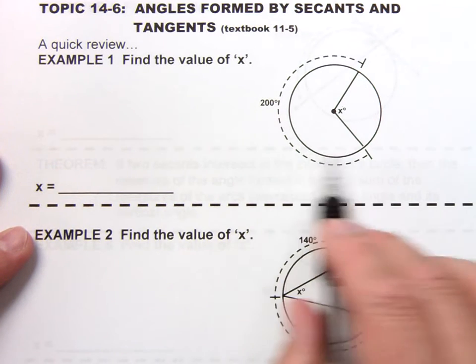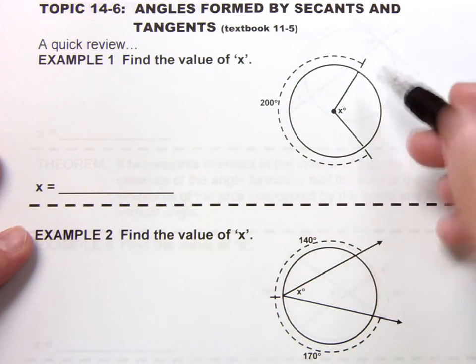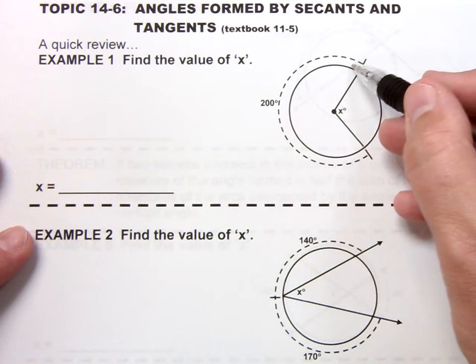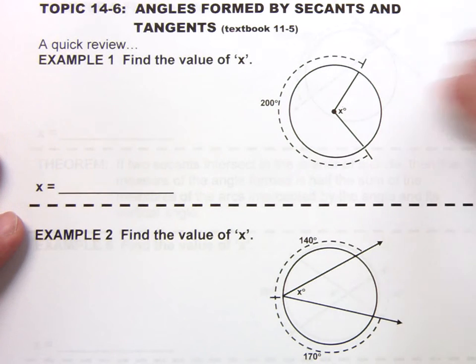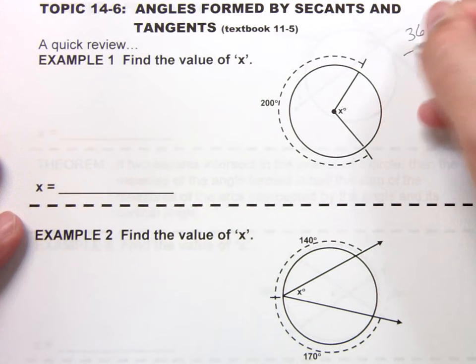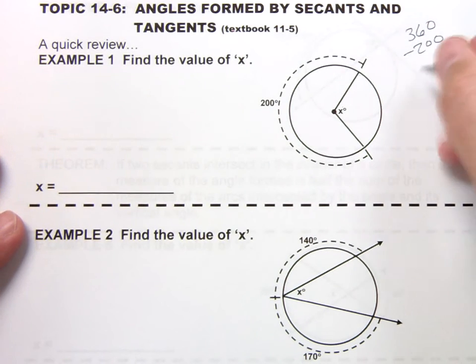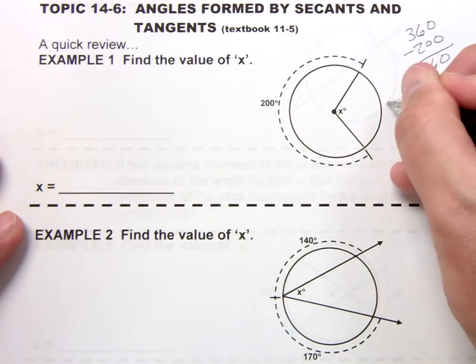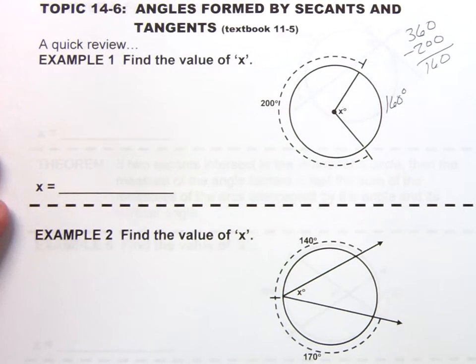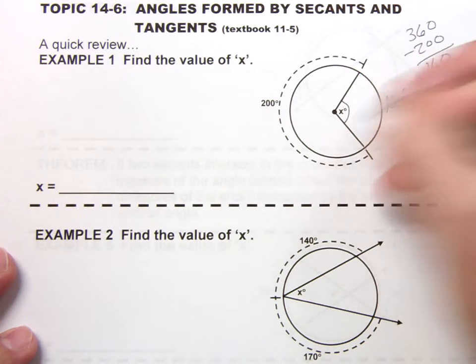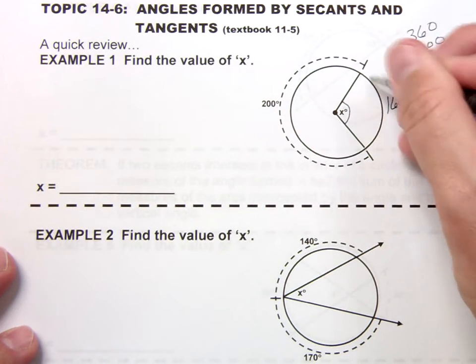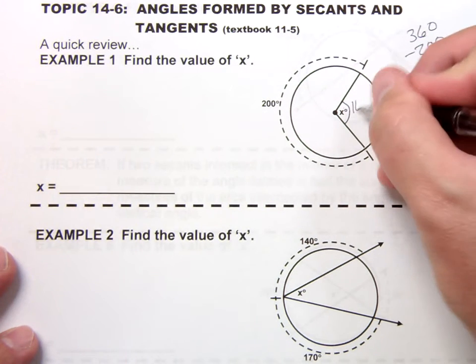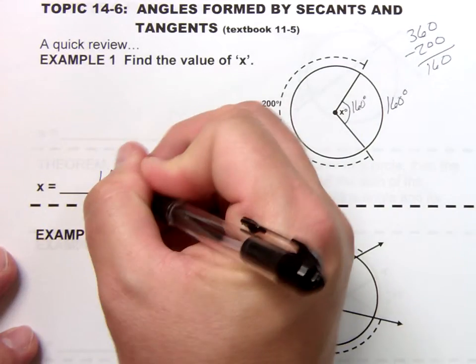There's a total of 360 degrees in a circle. That's been split into two parts here, but those got to add up to 360. So if one part is 200, then I know that the other part is 160. So this arc right here is 160 degrees. And we learned that the central angle is the same number of degrees as its intercepted arc. So if that's 160, so is that central angle.